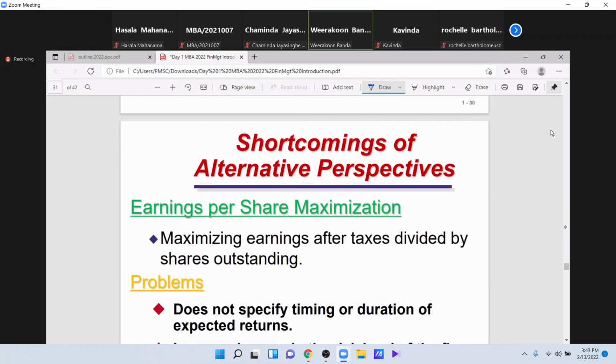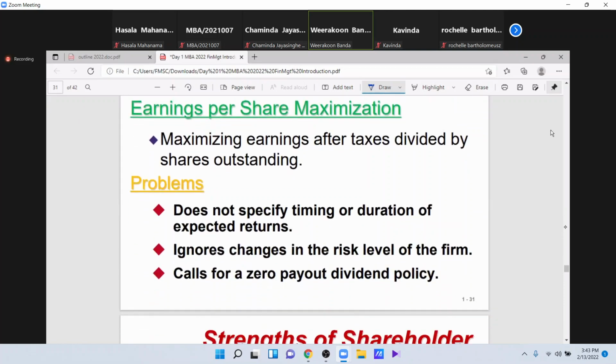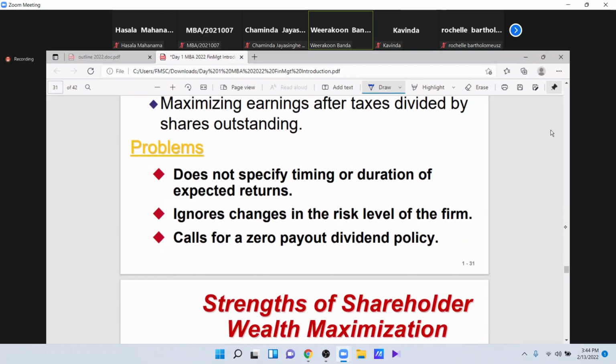Earnings per share is also another alternative. Its problems: it does not specify the timing or duration of the expected return, it ignores changes in the level of risk, and it calls for zero dividend payout. Every time we try to maximize the company's earnings per share without paying dividends, they try to keep the profit in the same business investment, and next year we expect a higher return, like that.